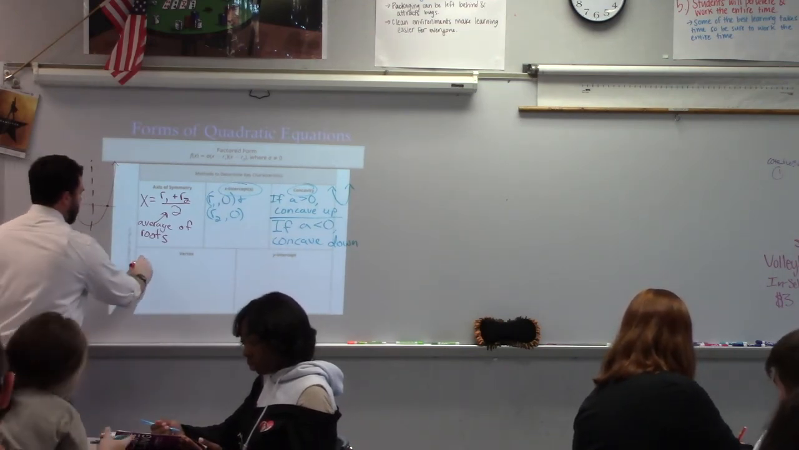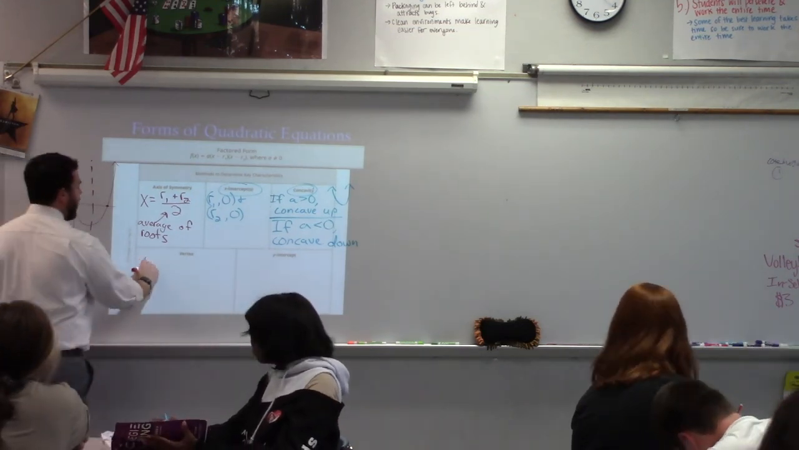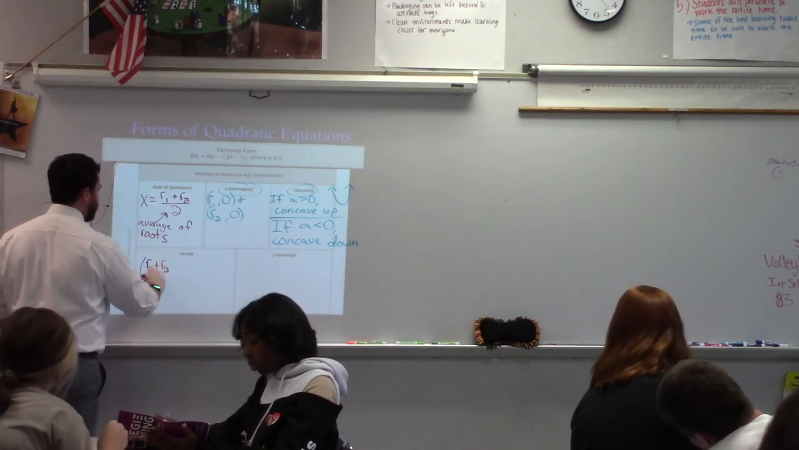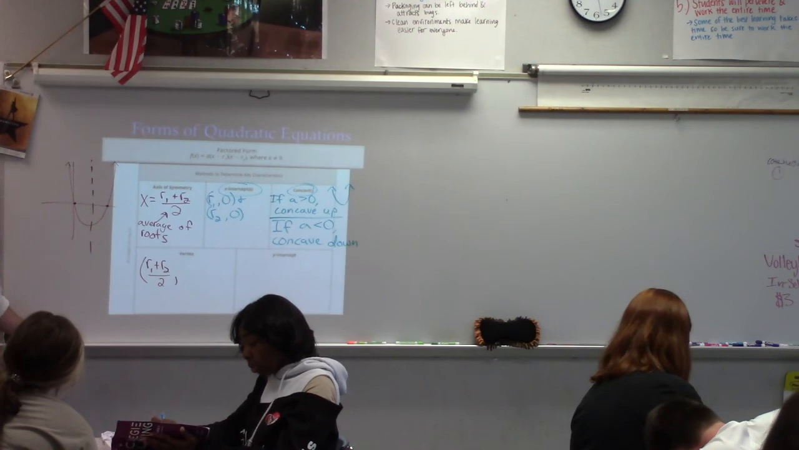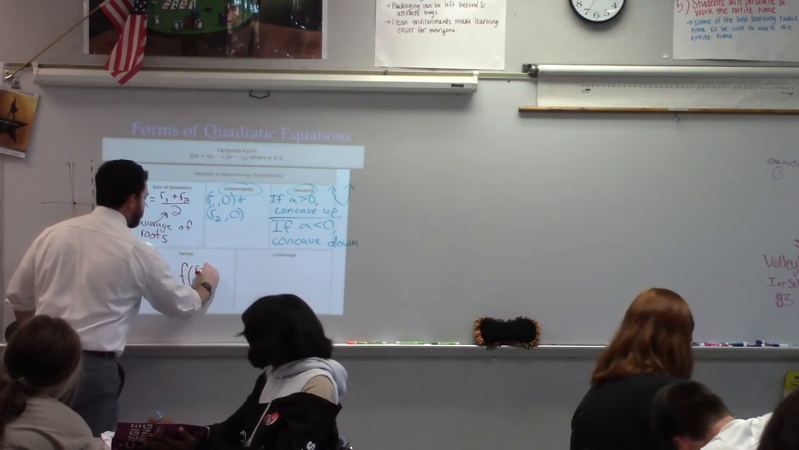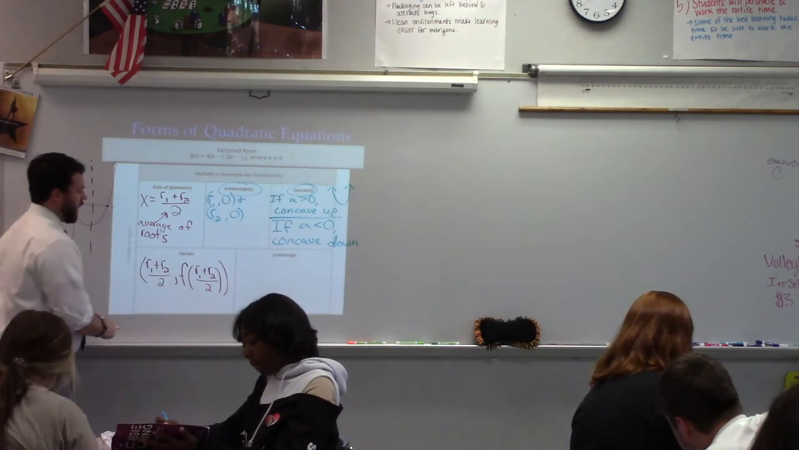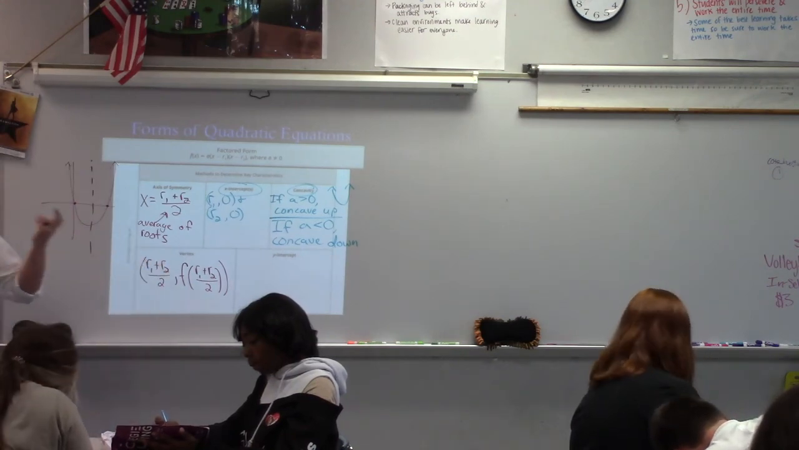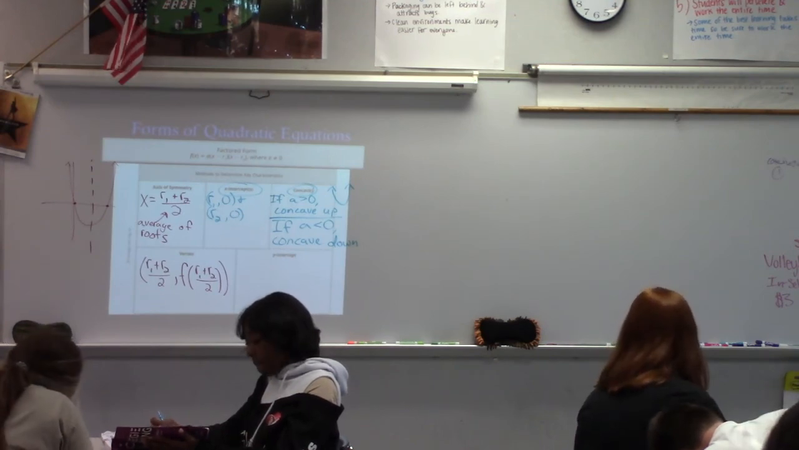And so what would the vertex be? The x value would be the average of the roots. How would I get the y value? f of... There we go, right? So I'm just going to substitute that x value in. That's all it is. I'm algebraically showing that I'm going to substitute that r1 plus r2 divided by 2 in for x in f of x.